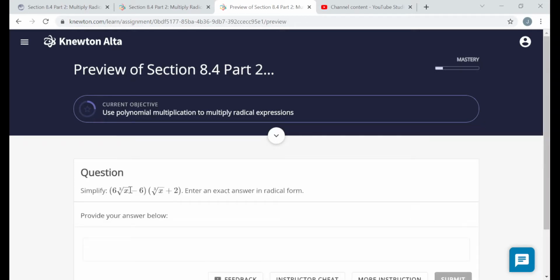So basically, it's pretty similar. It's still the same objective. Use polynomial multiplication to multiply radical expressions. I'm going to do the same thing. We're multiplying two radical expressions here. I'm going to take each term from one and distribute it to the other, and then combine like radicals at the end.